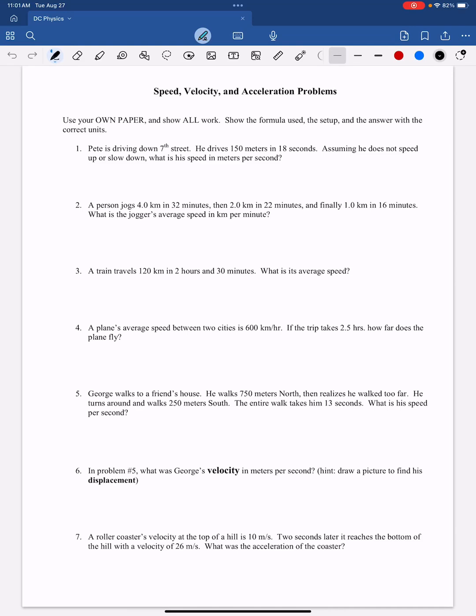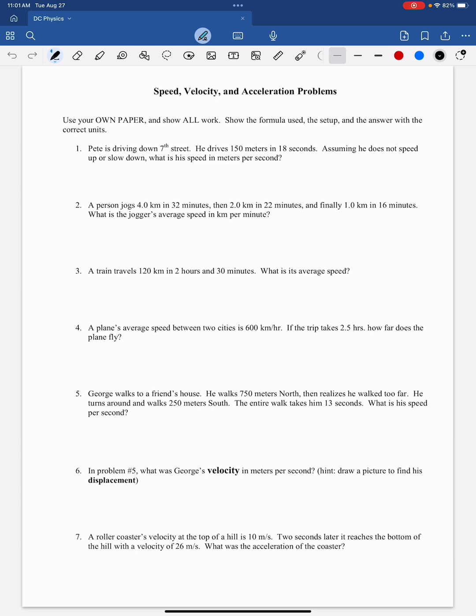Hey, good day, everybody. I wanted to go over some of these speed, velocity, and acceleration problems to make sure that everybody understood the process for solving these. I get that for many people they are very simple, but in physics, word problems are something that we run into a lot, and so I wanted to go through at least 2 or 3 of these problems with you so that you can see a model of how we can solve these things.